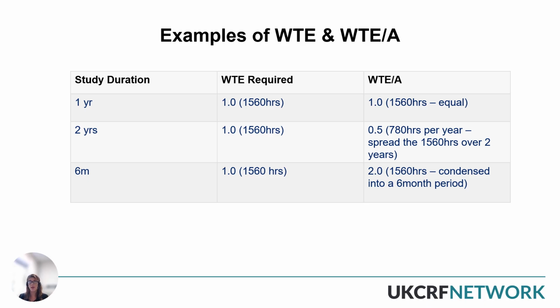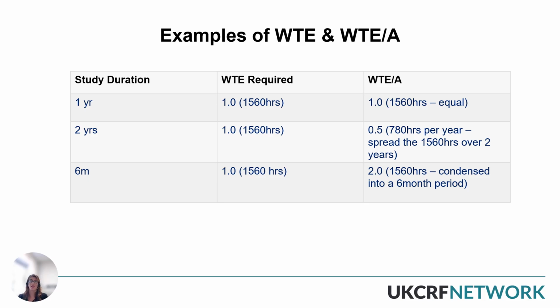If, however, we were to extend the study duration to 2 years, to say, right, we're doing exactly the same amount of patients, exactly the same activity, but we are doubling the amount of time we've got to deliver that, our whole time equivalent will still remain as 1,560 hours, but we're spreading out that one whole time equivalent over 2 years. So our whole time equivalent per annum in this instance would be 0.5.